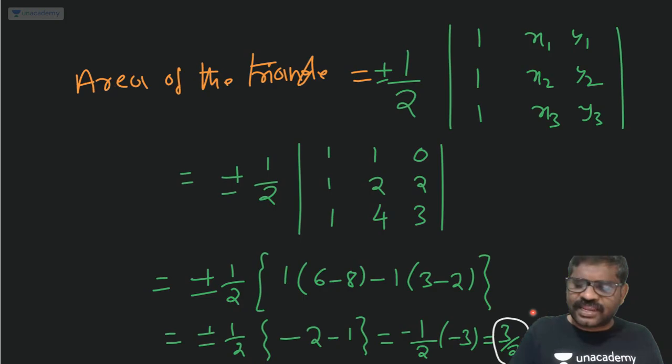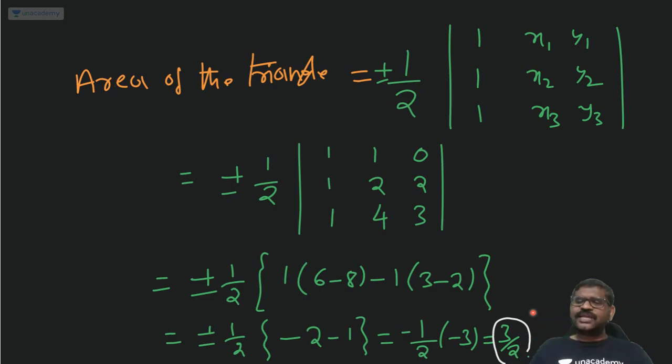Since the area is positive, that's why we have to write plus or minus 1 by 2 outside. According to the requirement, you have to take either plus 1 by 2 or minus 1 by 2. Okay? Right. Next problem.